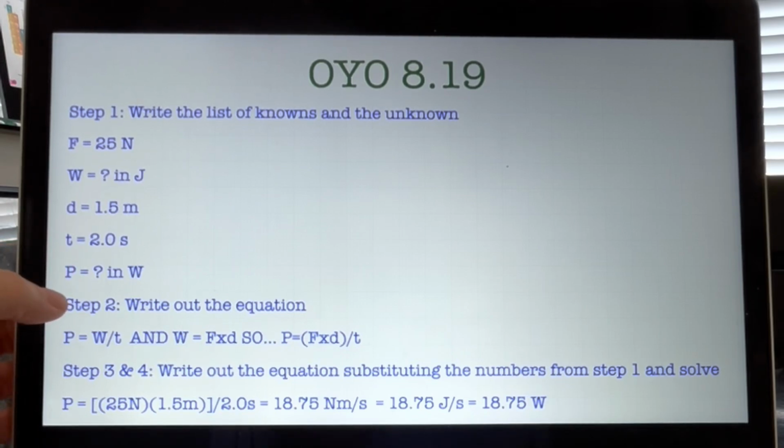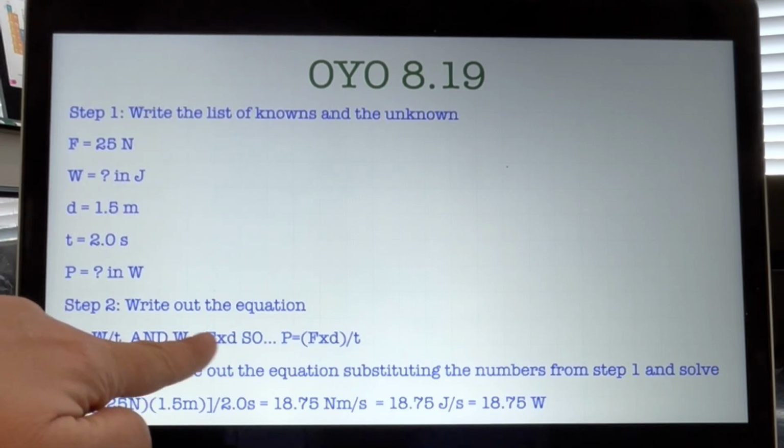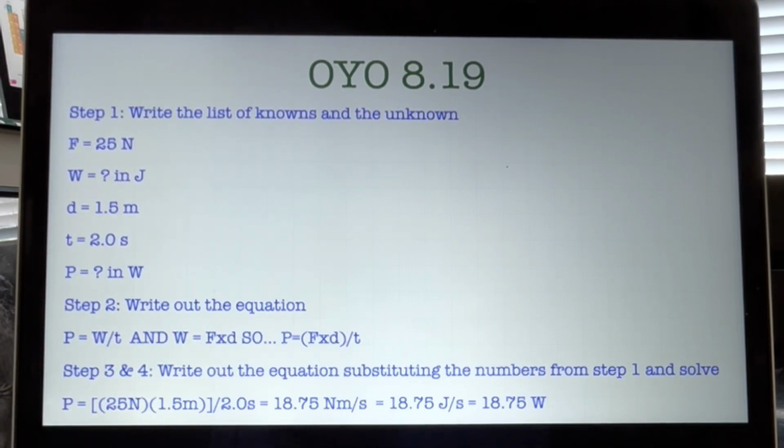All right. Step 2, what equation are you going to use? We're going to have to use them both. So we have power equals force times distance, that quantity divided by time. And then step 3 and 4, substitute the values from step 1 and solve. So we have 25 newtons times 1.5 meters, which is 37.5 joules, divided by 2 seconds, which is 18.75 watts.